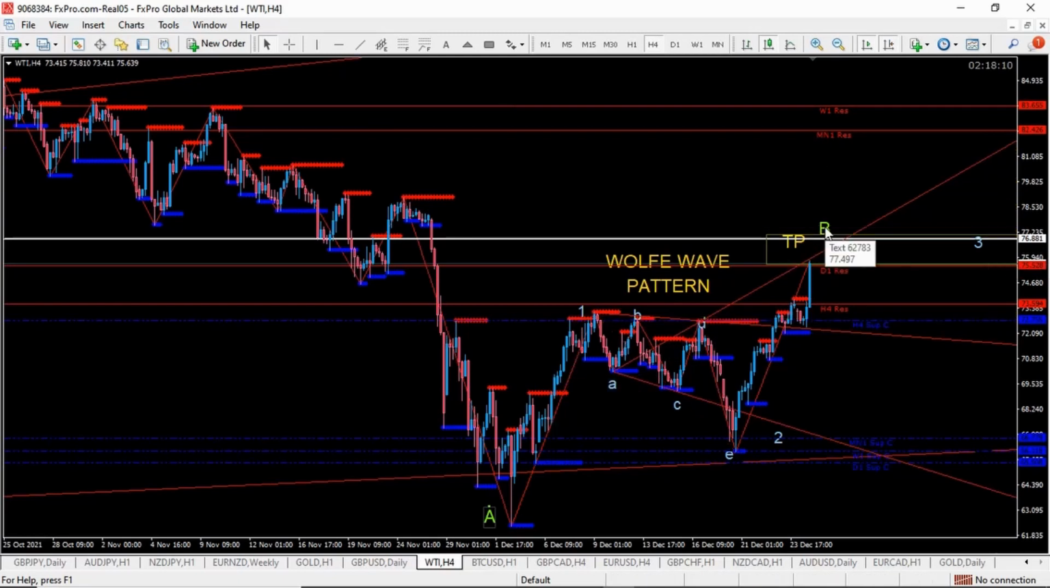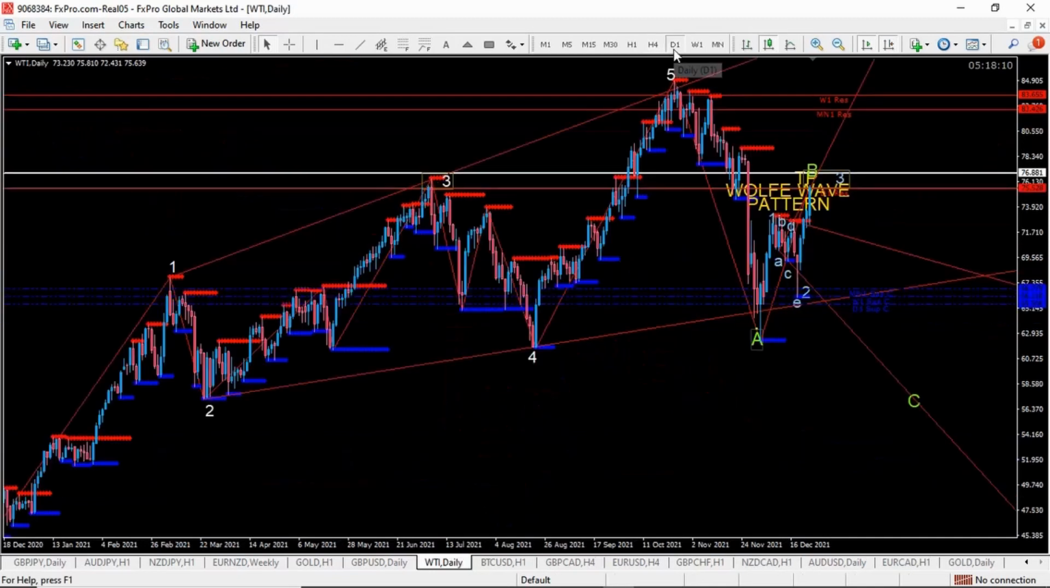Then from our B, we move down to our C. So let's go to the daily, the higher time frame, then we see where we will be going.